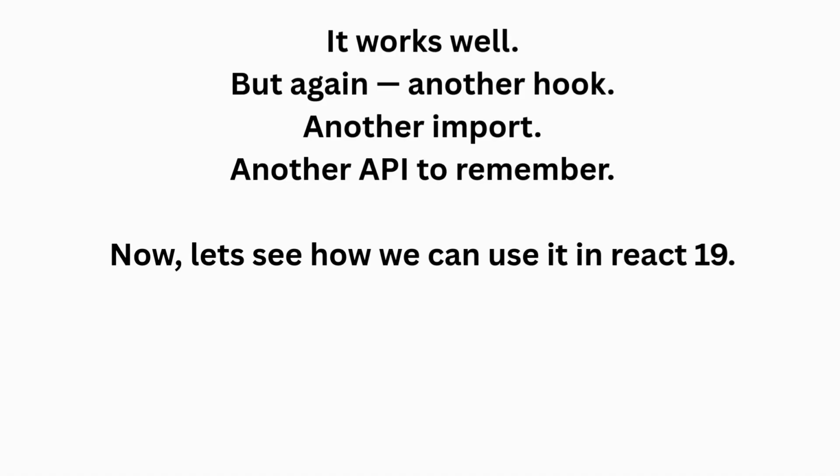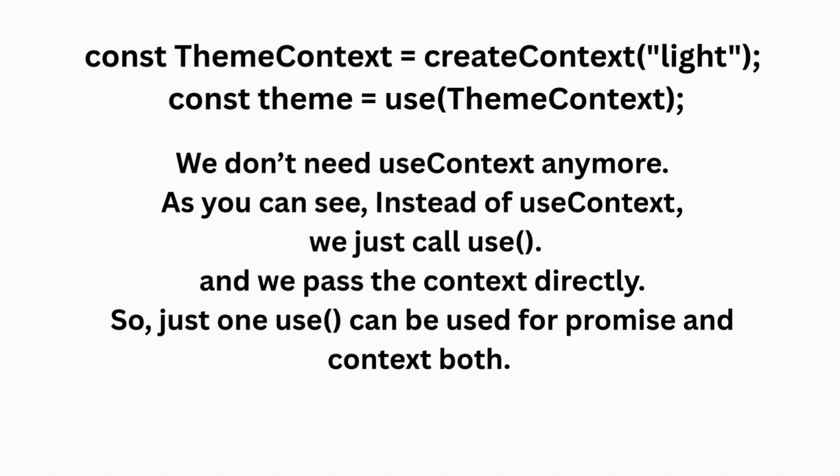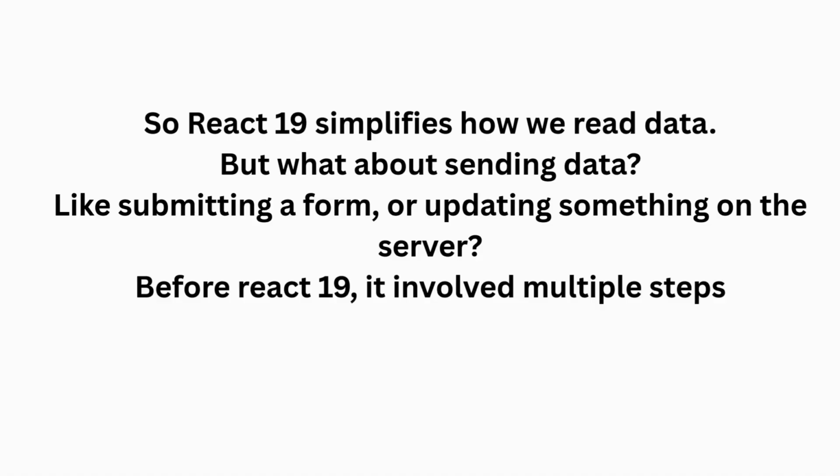Now let's see how we can use it in React 19. We don't need useContext anymore. As you can see, instead of useContext, we just call use and we pass the context directly. So just one use can be used for promise and context both. So React 19 simplifies how we read data.